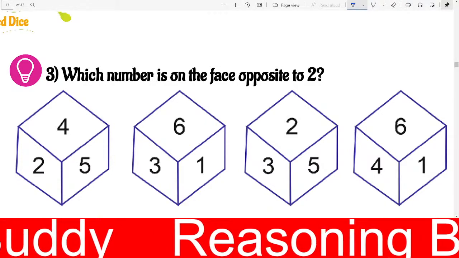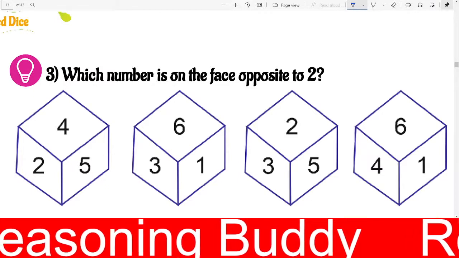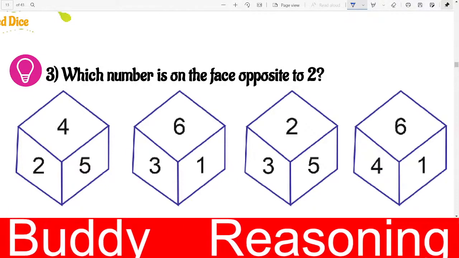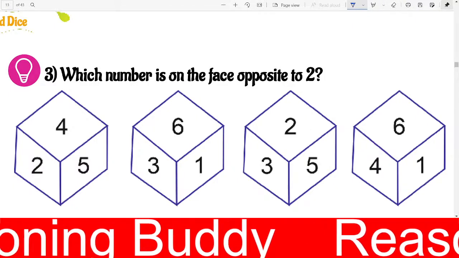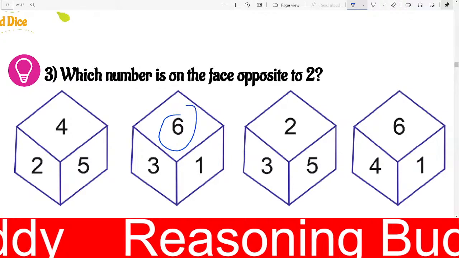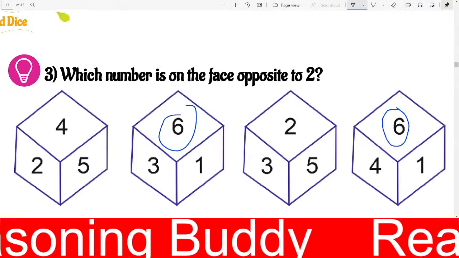So here they ask the opposite number of 2, so I am checking for commons. So there are no 2 common numbers. So if there is 1 common number, we can go for another thing. Yeah, here you can see 6, and here also you can see 6. So there is a method.